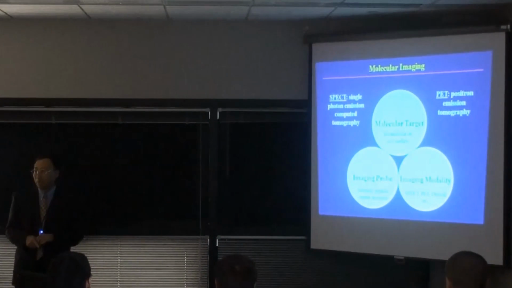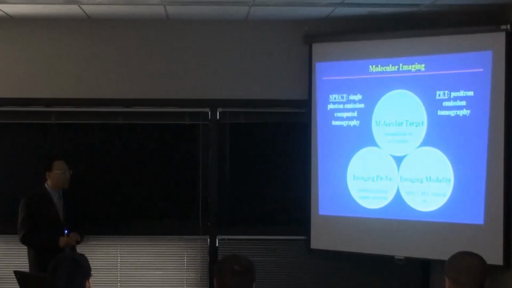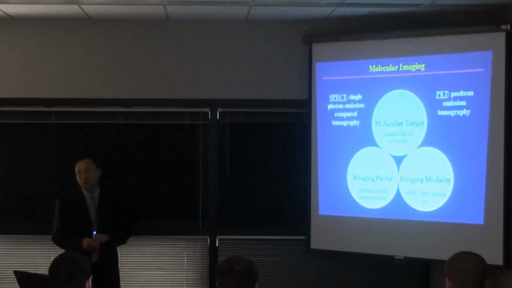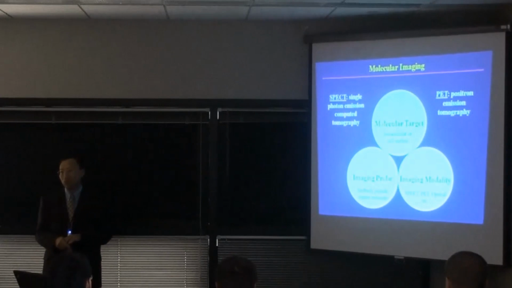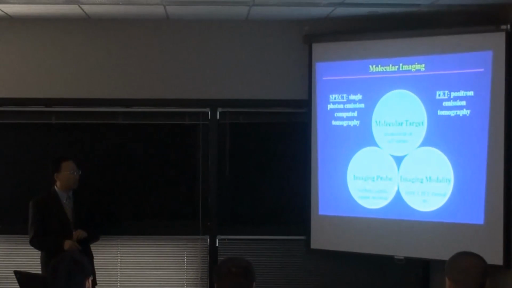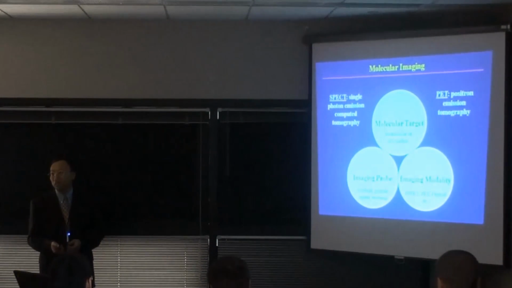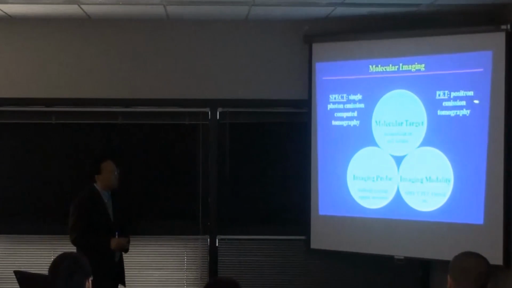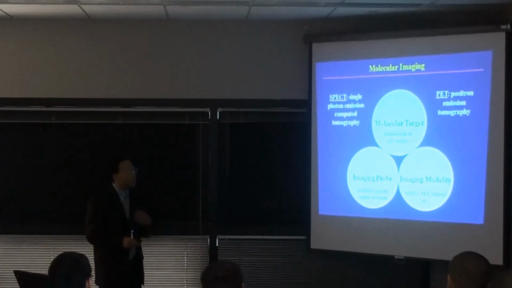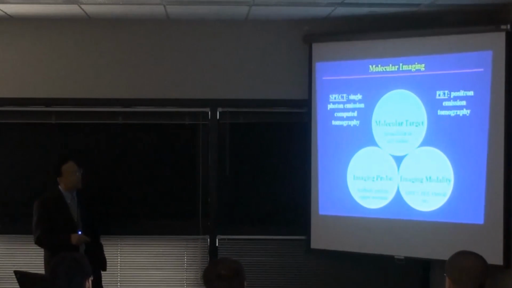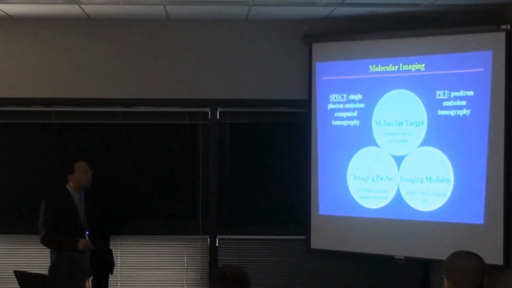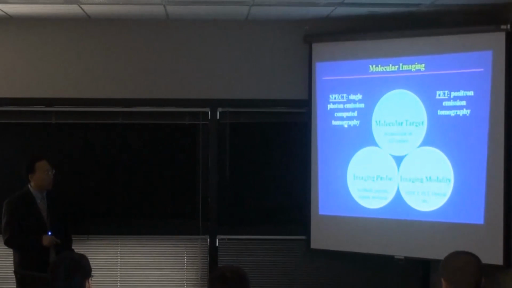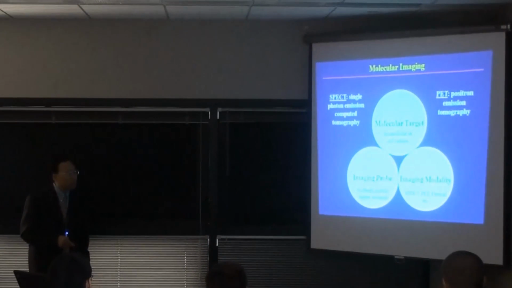Normally an antibody, peptide, or small molecule can be used as an imaging probe. Depending upon which imaging modality you're going to use, you need to label the imaging probe either with a radionuclide for SPECT or PET imaging, or with optical tags for optical imaging. In today's talk, I'm going to focus on radionuclide imaging, basically SPECT and PET. I think I'm going to focus on SPECT. By definition, SPECT means single photon emission computed tomography, and PET means positron emission tomography.